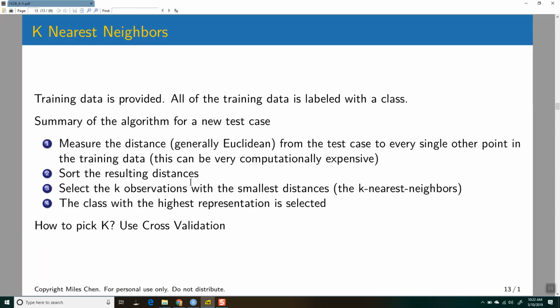Generally, we just say use cross-validation and see how your prediction performance is on a validation set. So k nearest neighbors is very simple. It's not favored in practice because of this: during the classification step, measuring the distance to every single other point in the training data is generally an expensive step, okay?